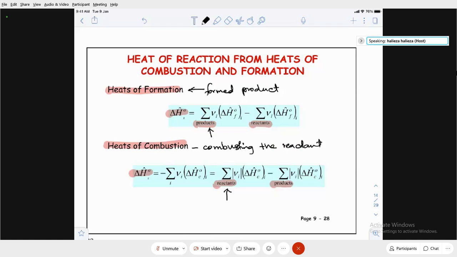If you don't want to remember, it doesn't matter because it's an open textbook. But if you remember, it will be faster for you, you'll know what to do. For your heat of reaction, when you're using heat of formation, the first sigma will be product. If you're using heat of combustion, the first sigma will be reactant, because you'll be burning that fuel in order to get your reaction. If you're using the heat of formation, you'll be forming your product. So the first sigma will be product.